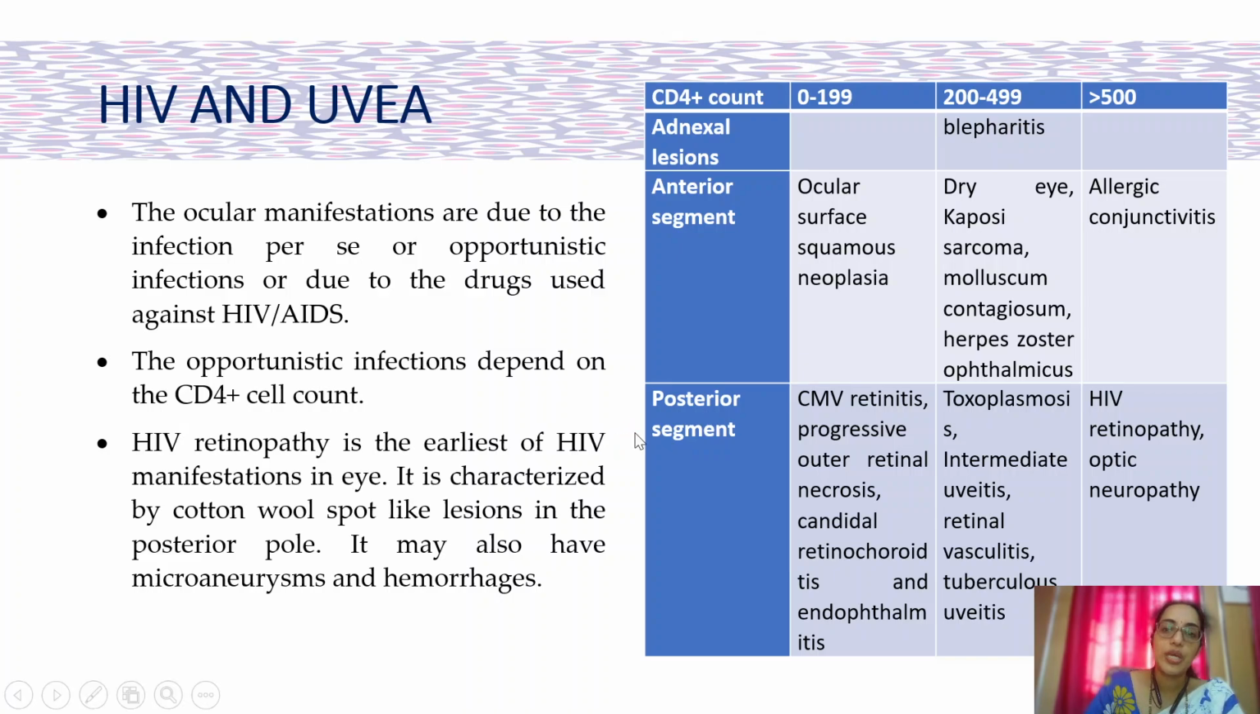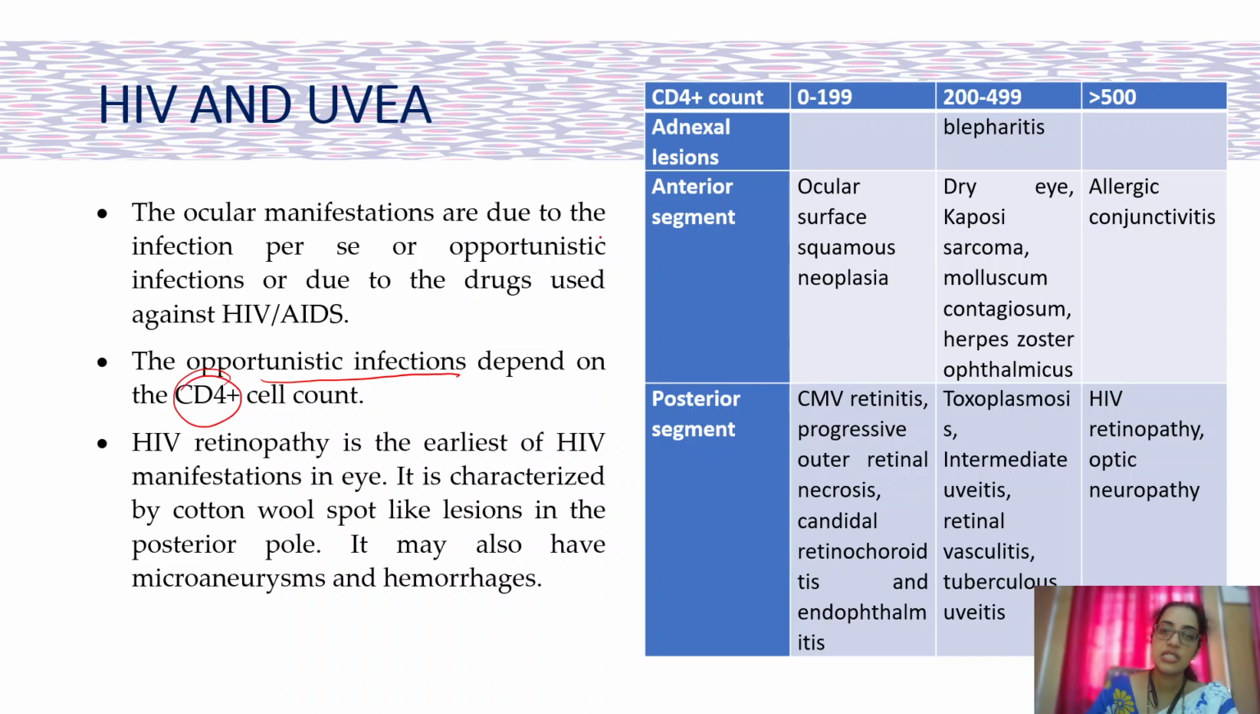So let's move on to HIV and uveitis. Ocular manifestations in HIV can be due to the infection of HIV per se, or due to opportunistic infections, or because of the drugs that are used for HIV and AIDS. The type of opportunistic infection depends on the CD4 count.